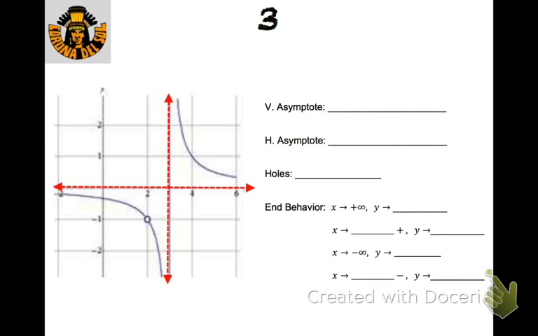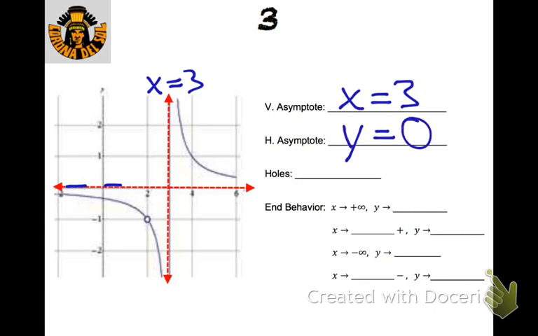Alright, so this one's already graphed for us, so then we just want to list everything according to the graph. So we can tell the vertical asymptote is right here at x equals 3, so we're going to say x equals 3. We can see the horizontal asymptote. It looks like it's right here, on the x-axis, so that's y equals 0. It looks like there's a hole right here at an x value of -2. No, sorry, at x equals 2 right there.